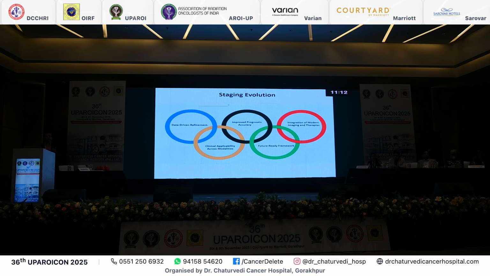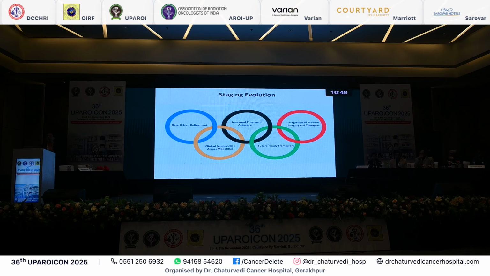So how did it happen? I said we had data of 5,000 patients, now we have 150,000. So it is a data-driven refinement. Similarly, as we have segregated by 1 centimeter and refined the TNM staging, it has given improved prognostic accuracy. At the same time, we have amalgamated modern imaging and therapy.